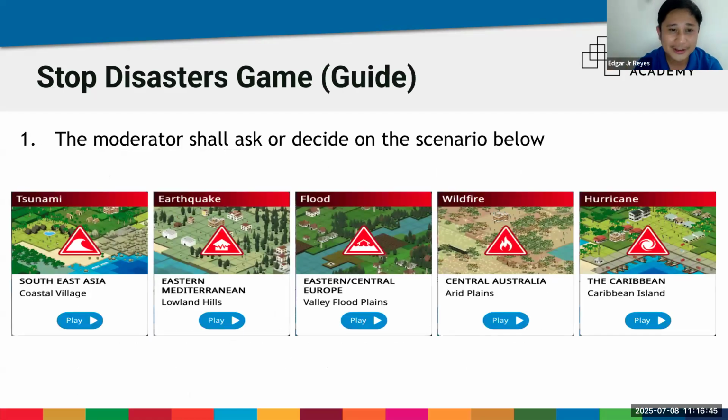So maybe we can continue. So this is how it should look. We'll be navigating it later on, but we'll be providing you several types of hazards. So this will be a surprise for the 2 groups in terms of the type of hazard that you will be trying to manage eventually.